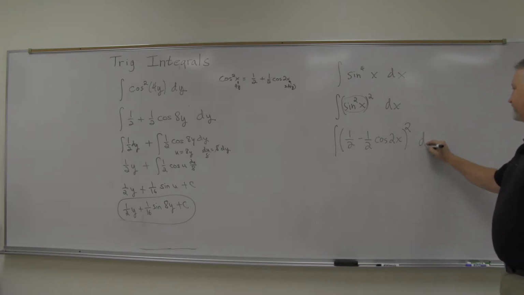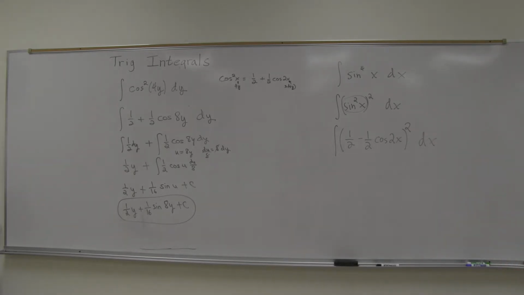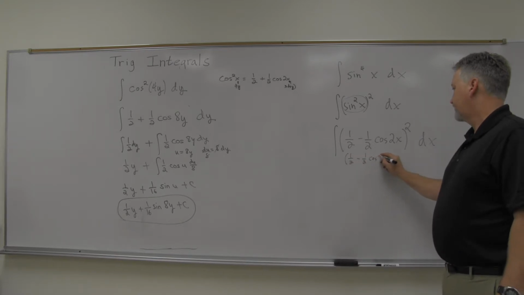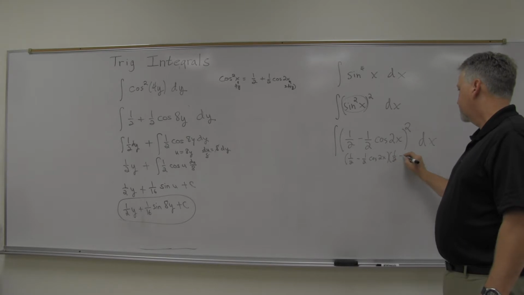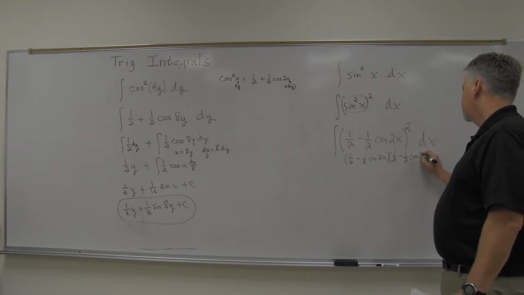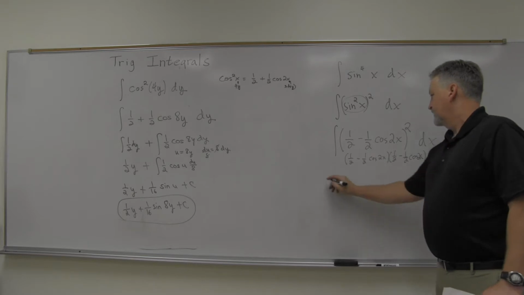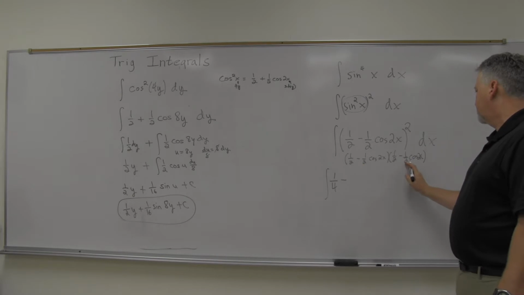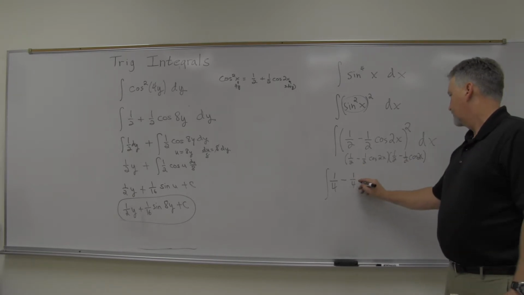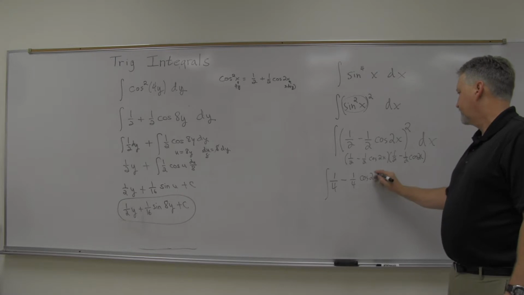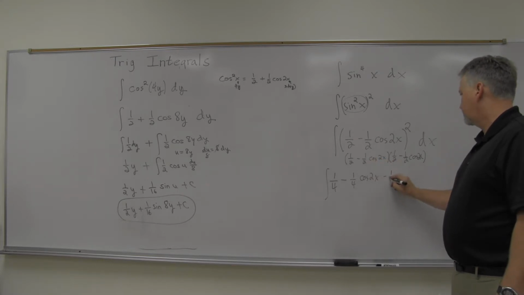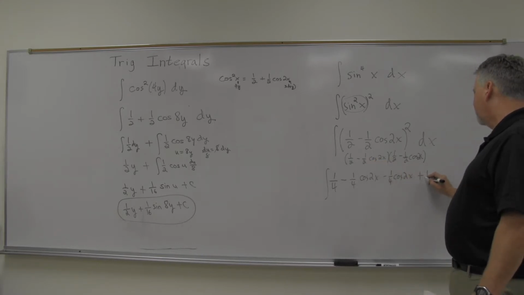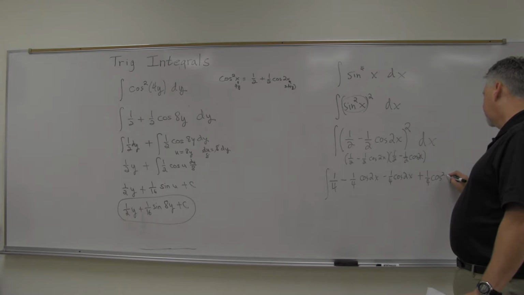But then I've got to square that. And so yes, we do have to square that out. 1/2 minus 1/2 cosine 2x twice. Let's see, what is that? 1/4 minus another 1/4 cosine 2x, and then minus another 1/4 cosine 2x, and then we'll have a plus 1/4 cosine squared 2x.